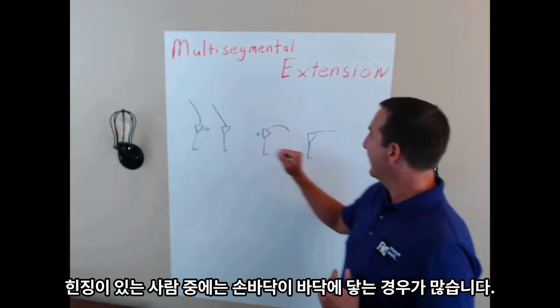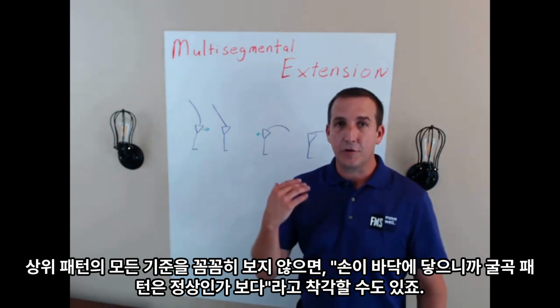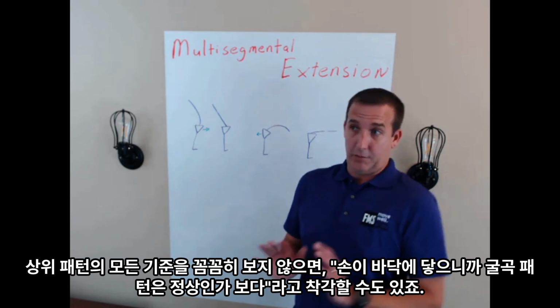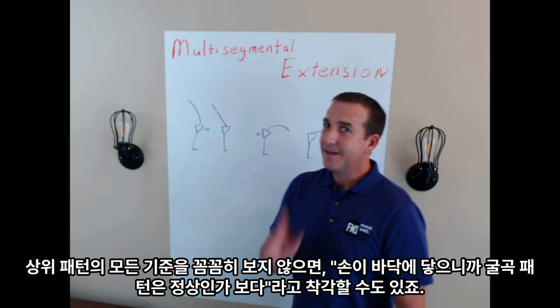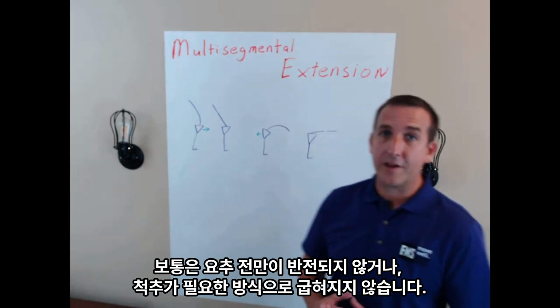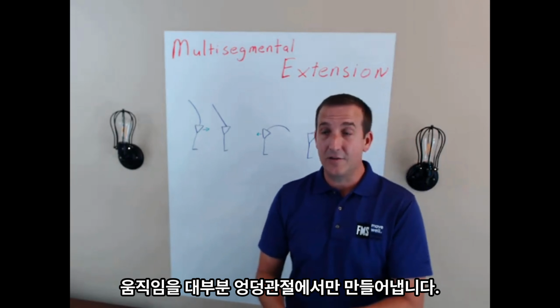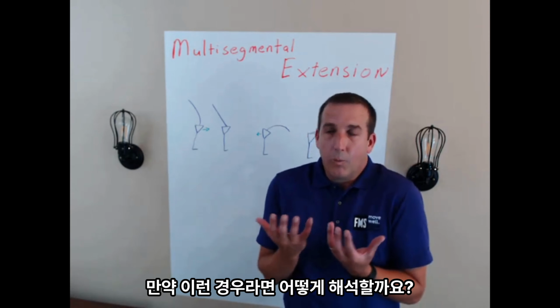When we see this hinging, a lot of times what we'll see is that person can palm the floor. And if you're not paying attention to all the criteria of the top tier patterns, you might look and say, well, their multi-segmental flexion is totally fine because they can palm the floor. That's usually not the case. They usually don't reverse that lordosis, or they don't flex the spine the way they need to. They get all this motion from their hips. So what does that mean?